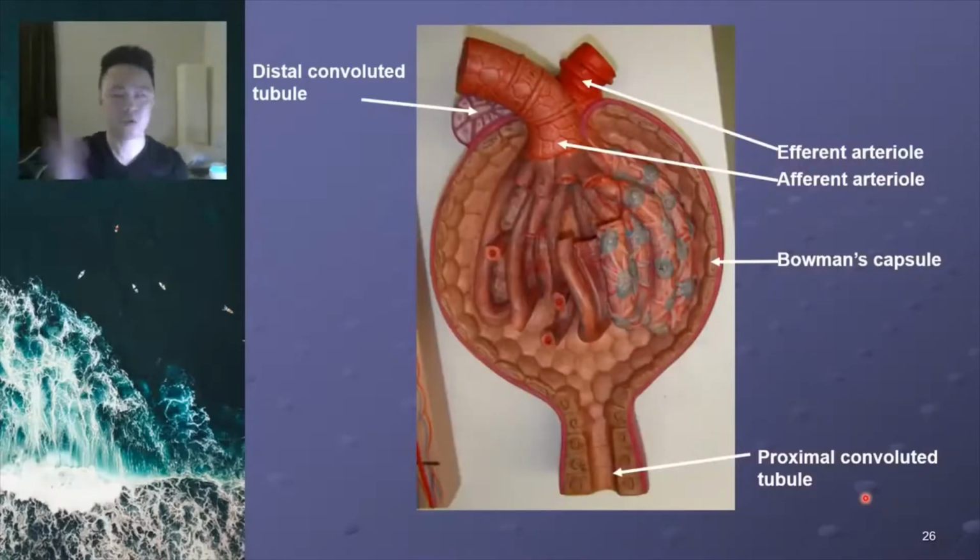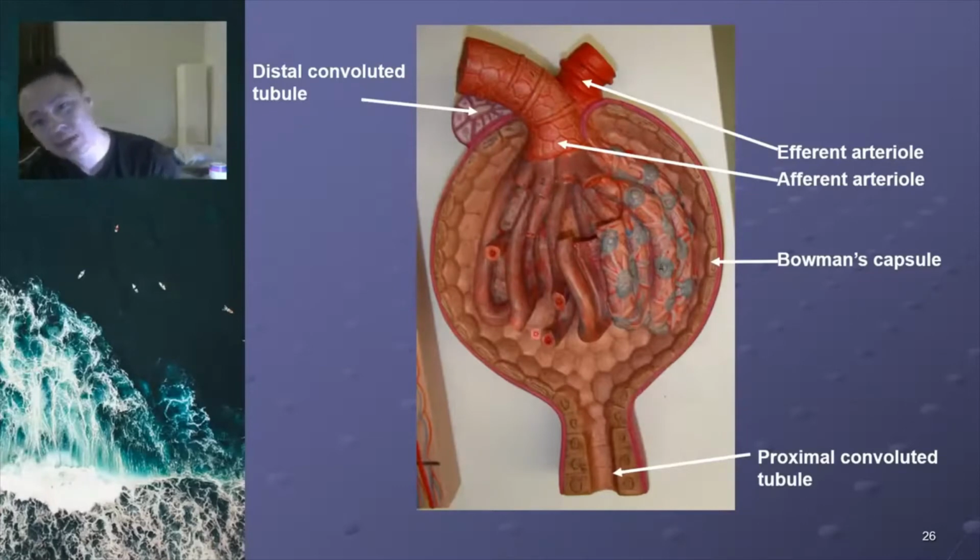Here's a nice model showing you those different vessels. You can see here is the afferent arteriole, and then as the blood gets filtered in the Bowman's capsule here, then it goes out the efferent arteriole. Okay, and here is one of the convoluted tubules, and in this example, it is the proximal convoluted tubule.